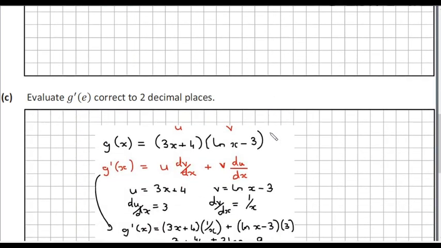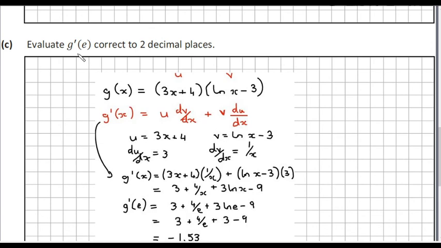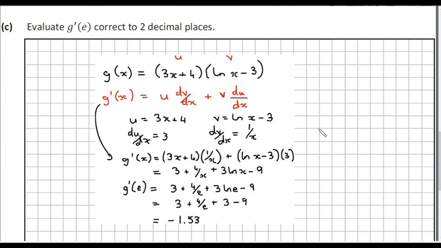Now moving on to part C here, it says evaluate g dash of e correct to 2 decimal places. Now I've done a solution for this previously. So g of x, we factorized it earlier and we got 3x plus 4 by ln x minus 3. So to get g dash of e, we're going to first of all get g dash of x. Then we're going to replace x with e.